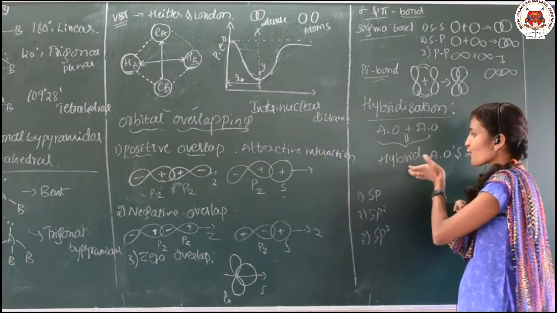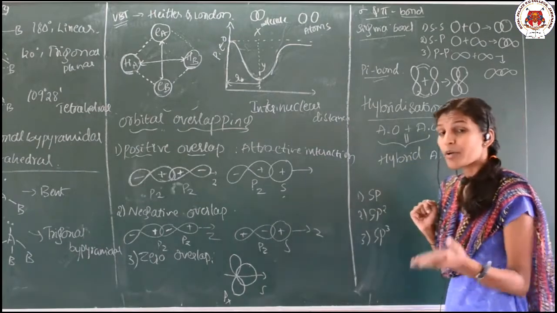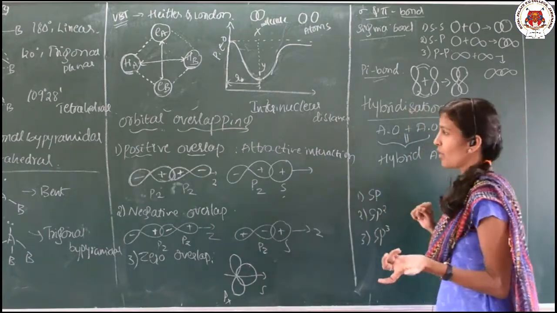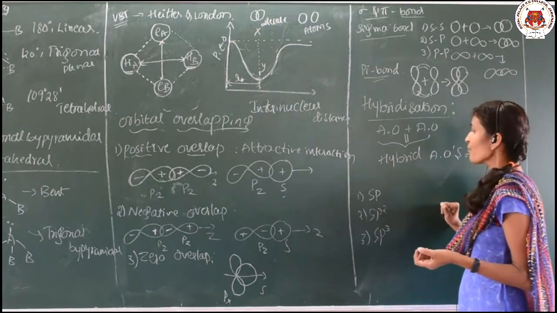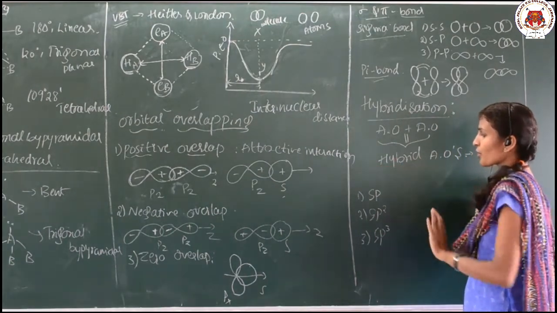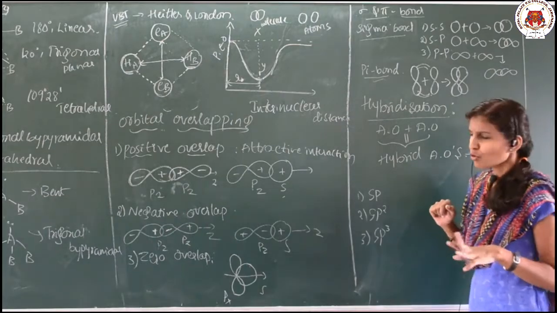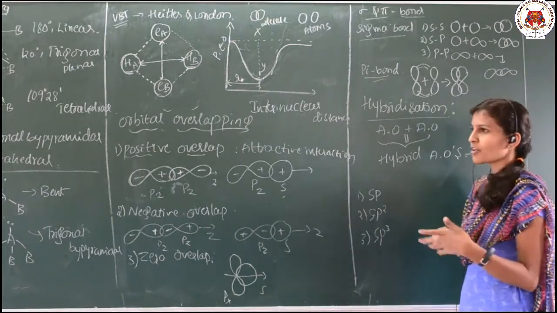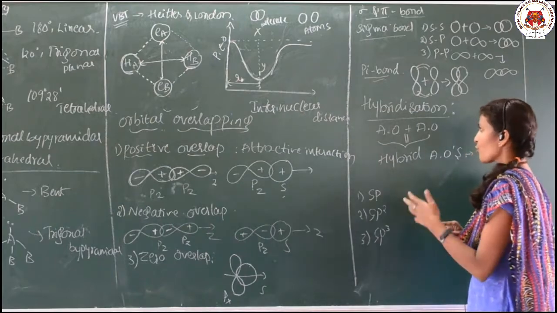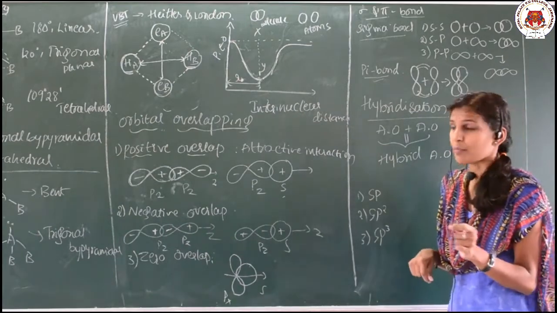And the arrangement of these hybrid orbitals gives the geometry of that molecule. And one more thing we can say is that whatever hybrid atomic orbitals are formed, those have the same energy. So, we are able to briefly introduce and give information about the salient features of hybridization.